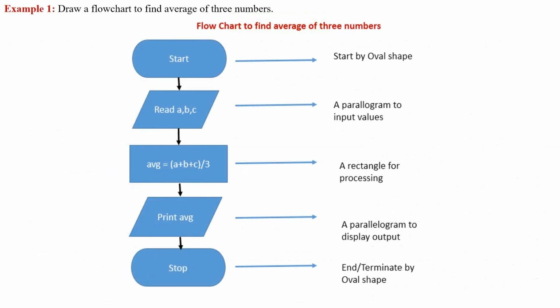Let's see an example. Draw a flowchart to find the average of 3 numbers. To solve this problem, we will ask the user to enter 3 values which get stored in 3 variables a, b, c respectively. We will then calculate the average of the 3 variables and store it in a variable avg. Finally, we will print the value stored in the variable avg.